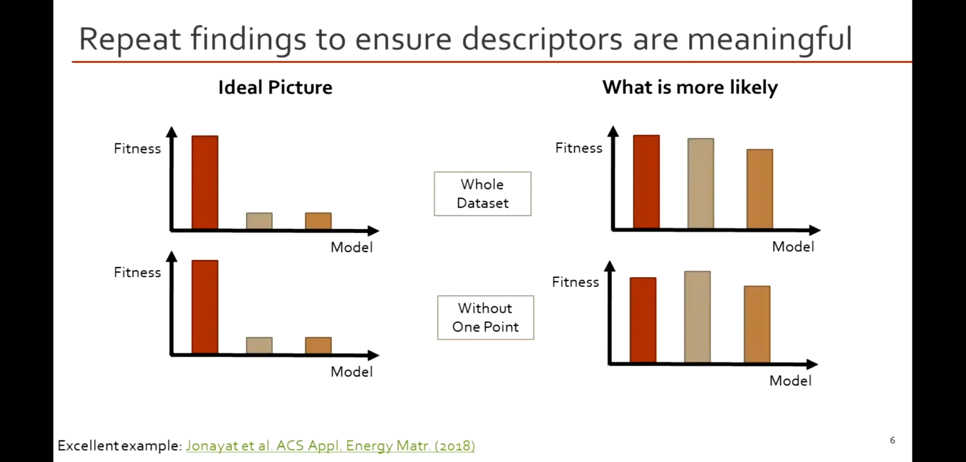The other rule of thumb for how to go about making a machine learning model is making sure that you have trained it in a way that your interpretations are resistant to noise.